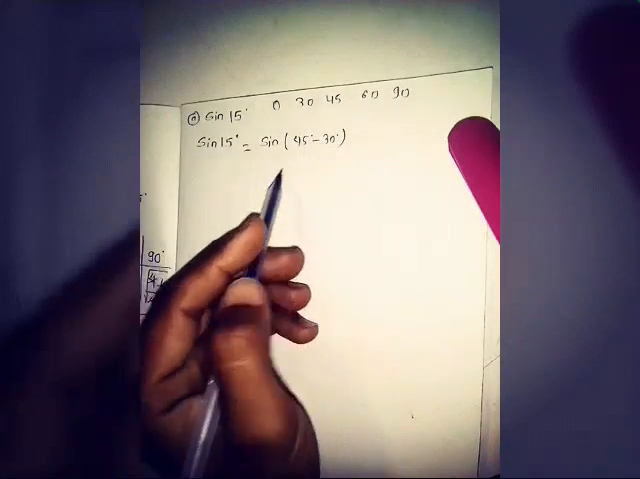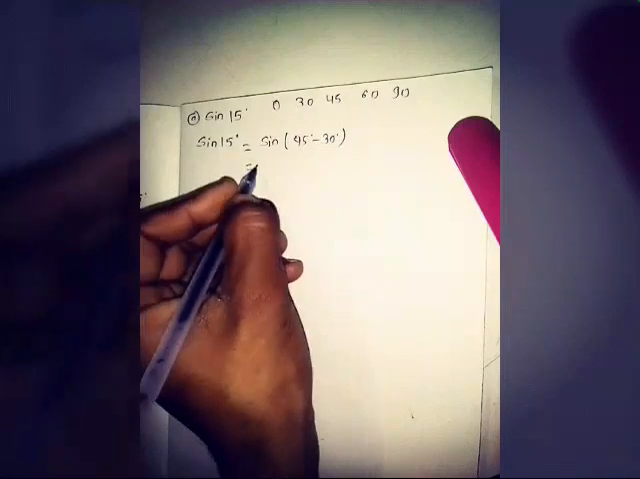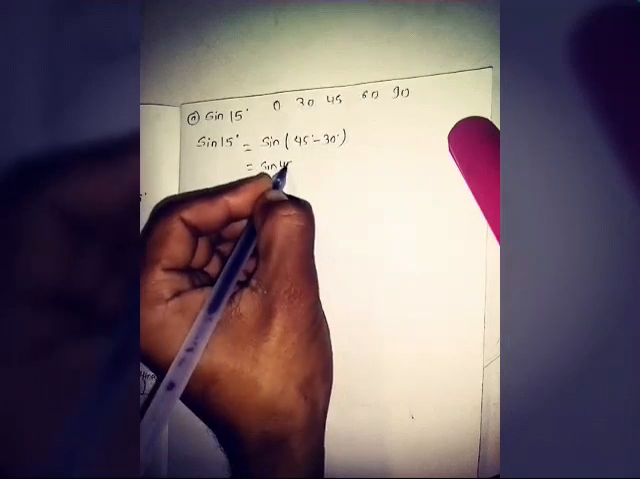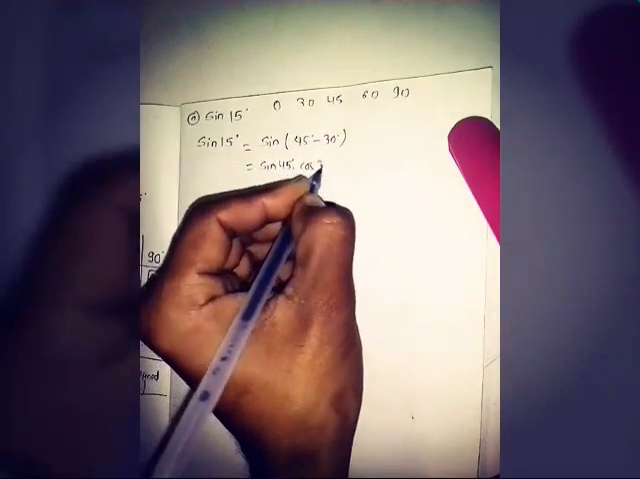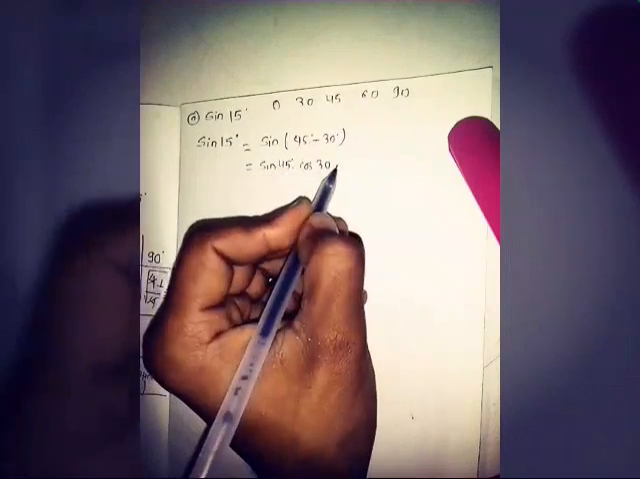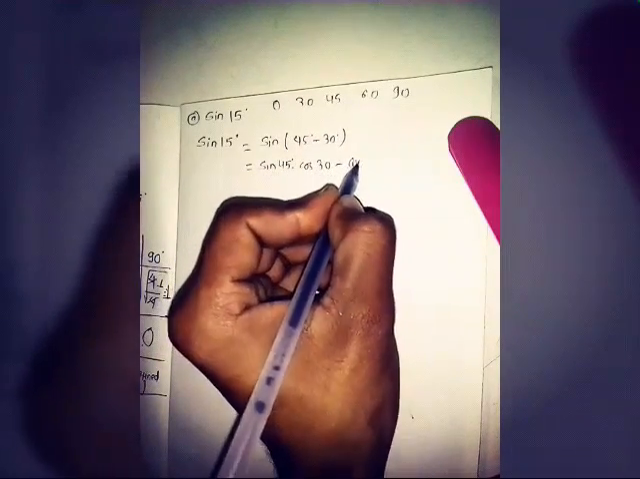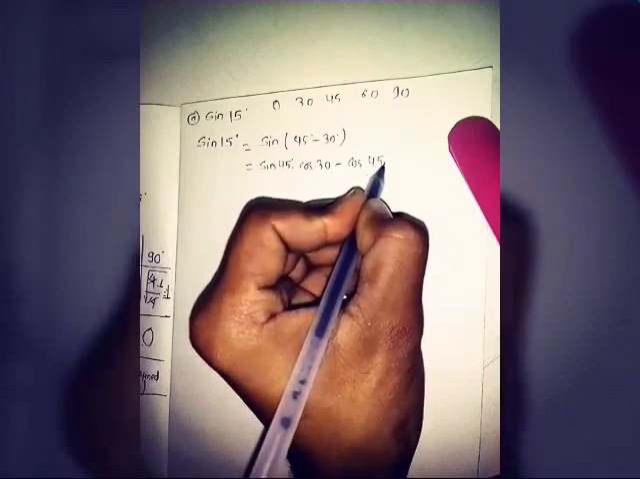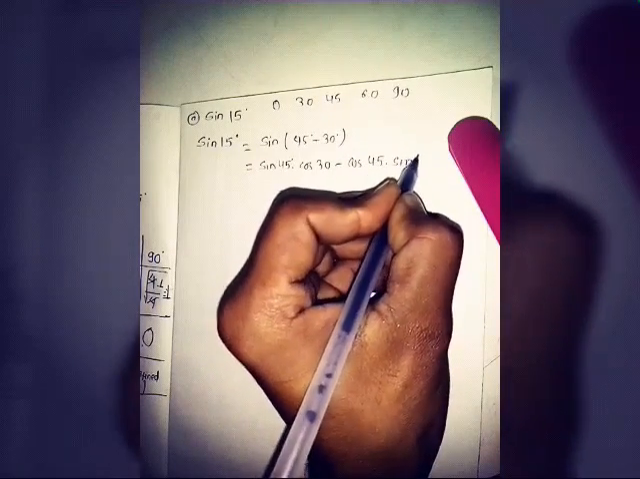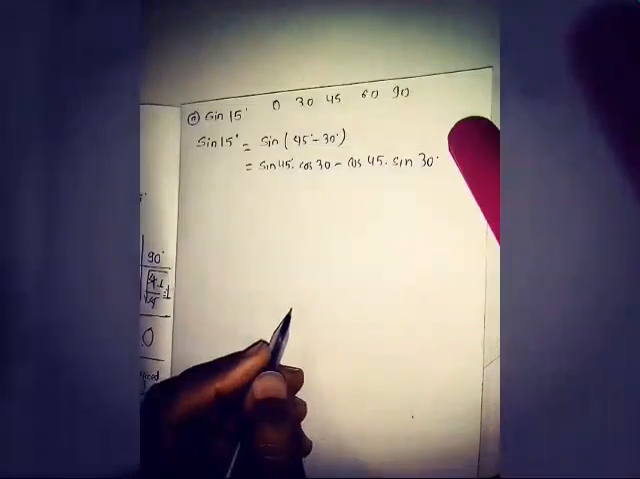Now we can apply the formula of sine (A minus B). Sine (A minus B) is sine A into cos B, and if there is a minus, there will be a minus, minus cos A into sine B. So this is done.